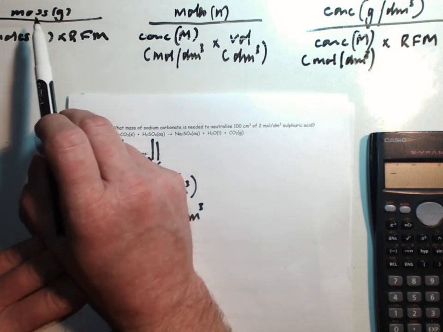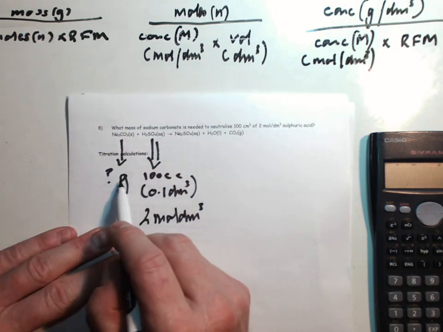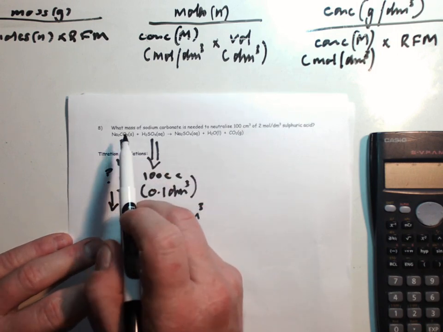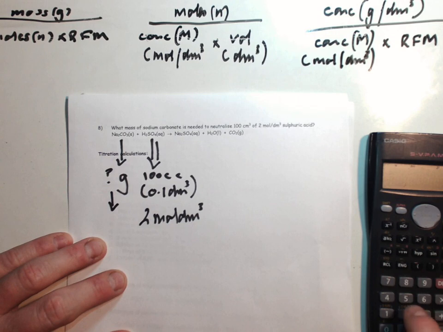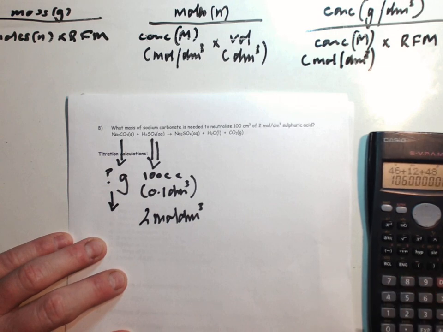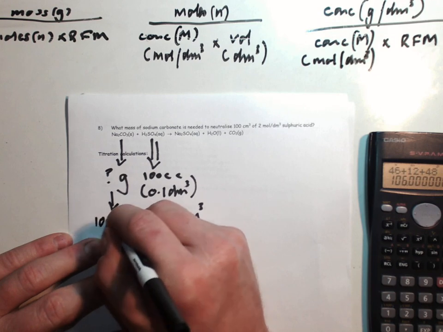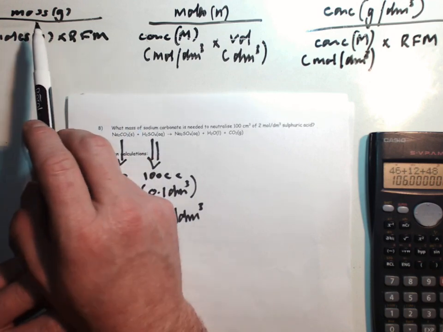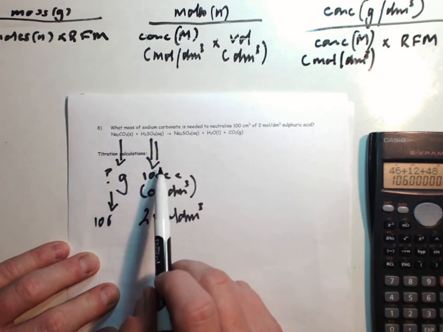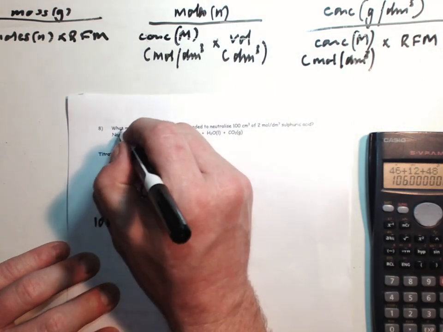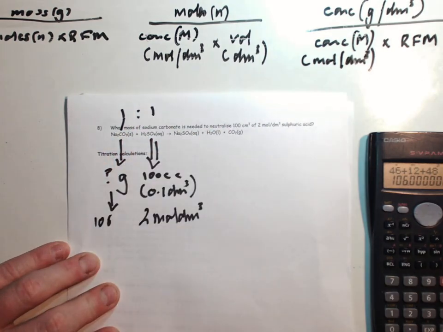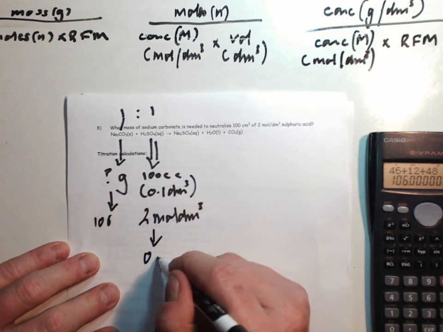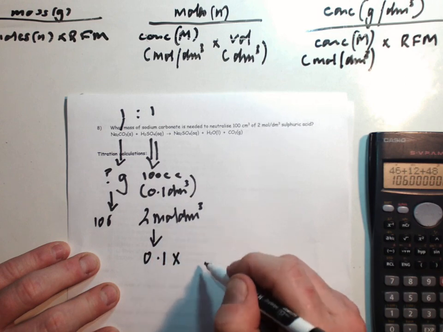Okay, so if we go back to our equations that we had earlier, I need to get mass of this. So for mass I need moles and RFM. I can get the RFM of sodium carbonate by adding 2 sodiums, 1 carbon and 3 oxygens, so that's 46 plus 12 plus 48, gives me 106. Sorry, 106 is the RFM of that. Alright, but I'm after mass, I don't have moles, but I do have a ratio here to here, and the ratio, as you hopefully worked out, is 1:1.